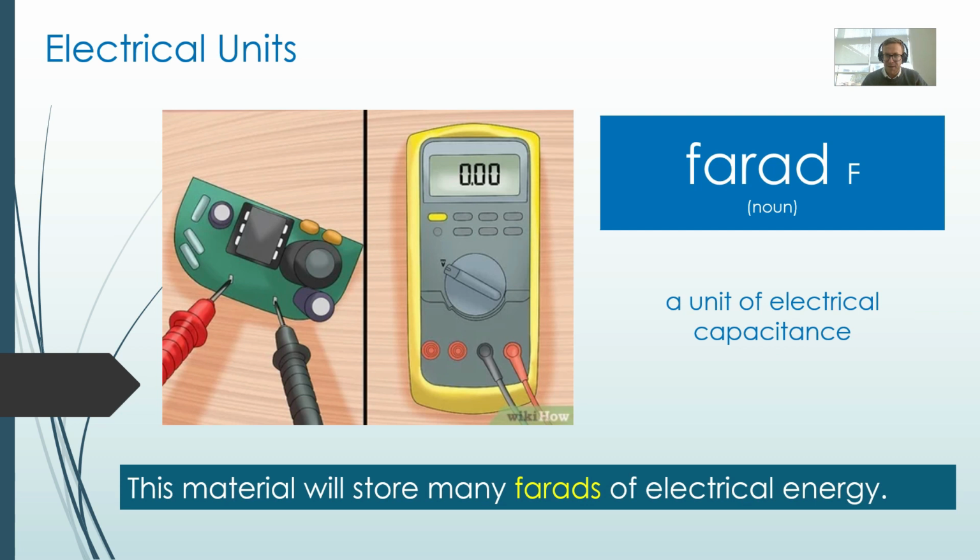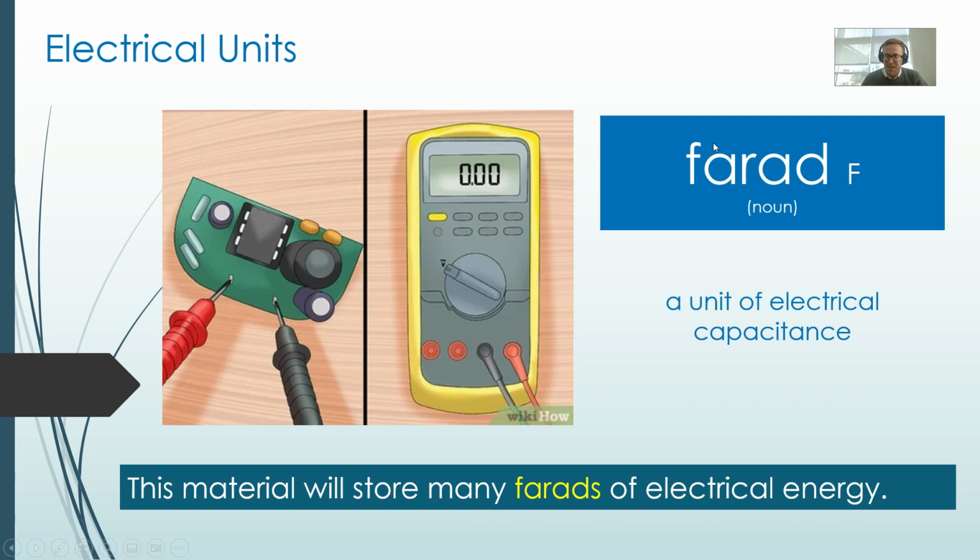Farad. This is a unit of electrical capacitance. So you would use the multimeter to check the capacity of an electrical unit. For example, this material will store many farads of electrical energy.